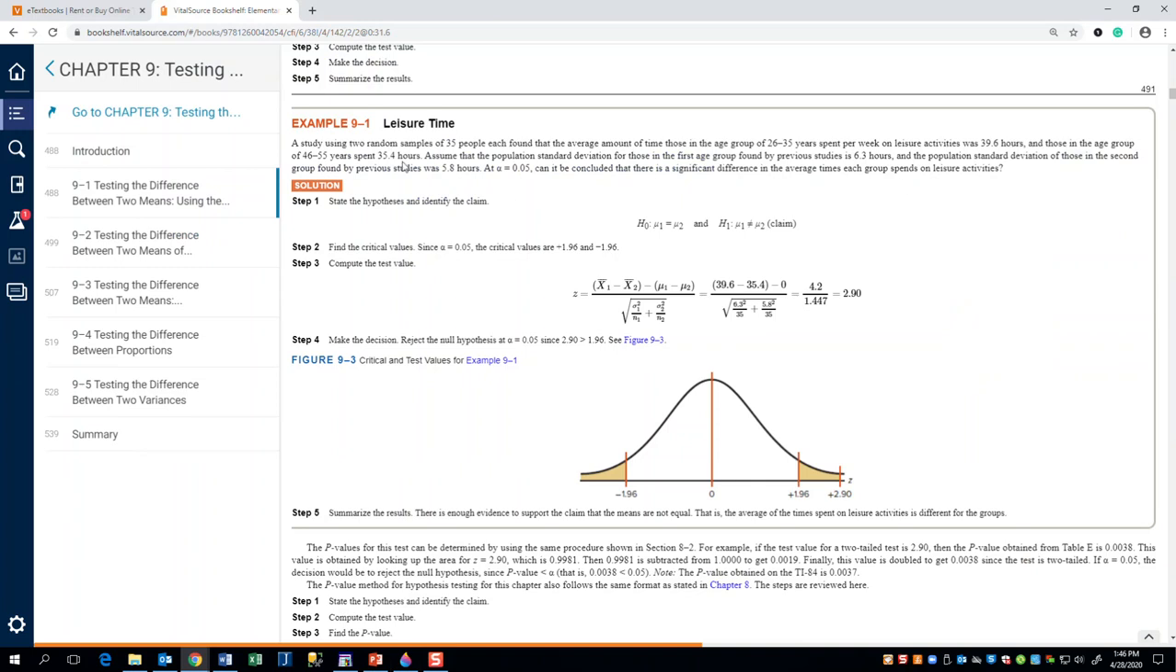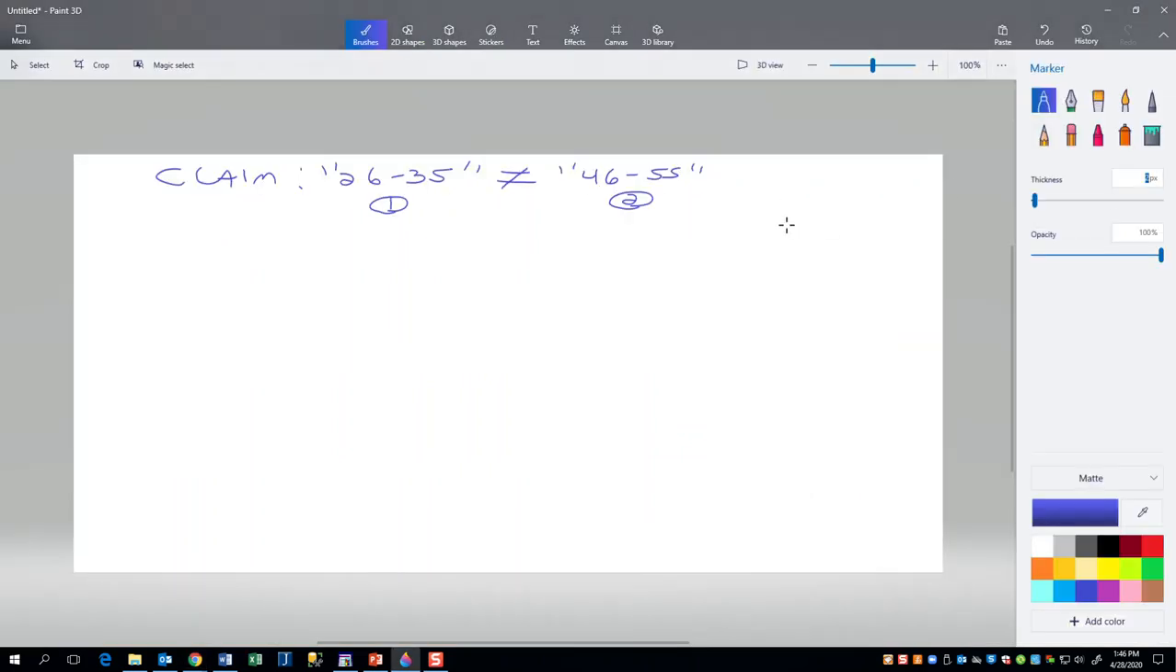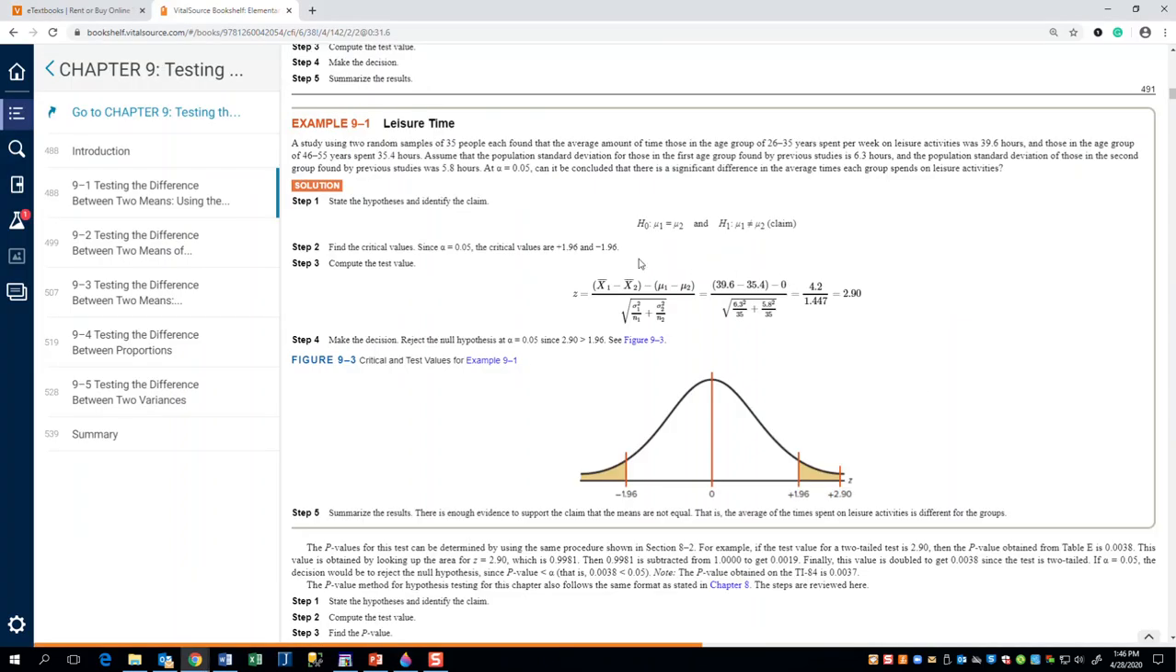A study using two random samples of 35 people each. So the number of people in each group. So I got 26 to 35. That's my first population, first sample. And I got my 46 to 55. That'd be my second population, second sample. And this would be N1, and this would be N2. And I think they're both 35. Yeah, both 35.